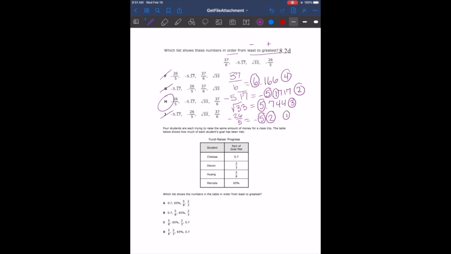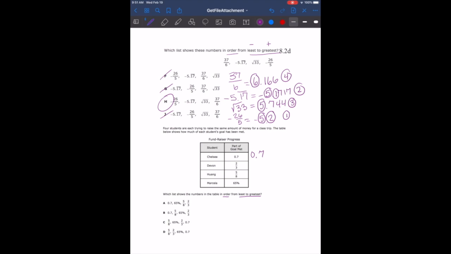The second question that we have tells us 4 students are each trying to raise the same amount of money for a class trip. The table below shows how much of each student's goal has been met. Which list shows the numbers in the table in order from least to greatest? So once again, we have to convert all our numbers to decimals so that they look the same. We have 0.7, which is going to stay the same because it is already in decimal form.